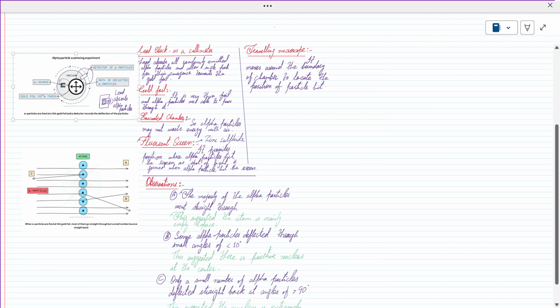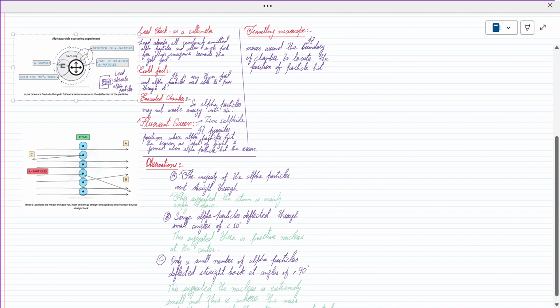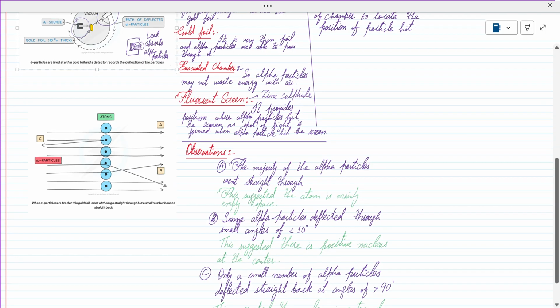The majority of particles went through straight with very small deflection or no deflection. Some alpha particles were deflected at a small angle, less than 10 degrees, and only a few particles were deflected at an angle more than 90 degrees. All of these deflections helped us understand the structure of the nucleus.